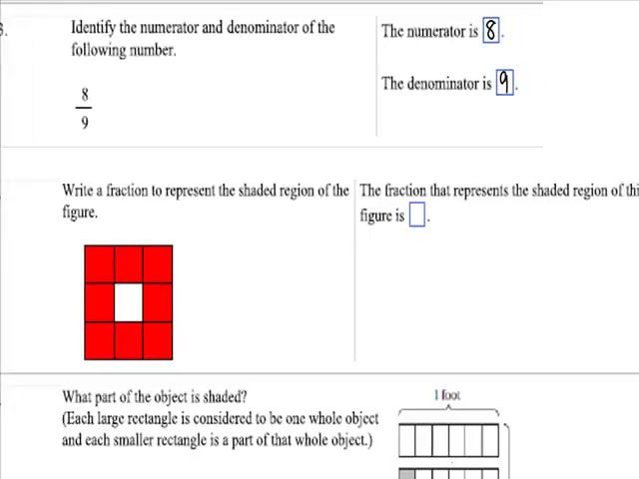Now it asks you to use a fraction to represent the shaded region. All right, the first thing you have to do is see how many parts the whole is divided into. 1, 2, 3, 4, 5, 6, 7, 8, 9. The whole is divided into 9 parts, so that's the denominator. How many are shaded? 8 of them are shaded. So this is represented by the fraction 8/9.